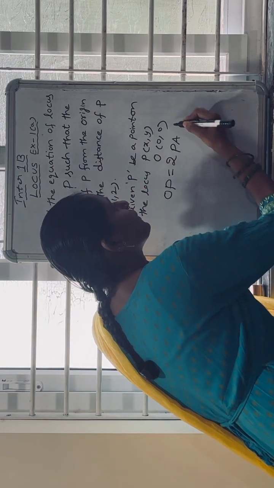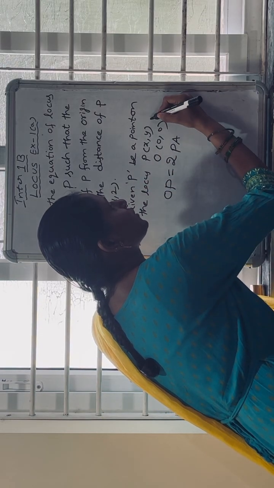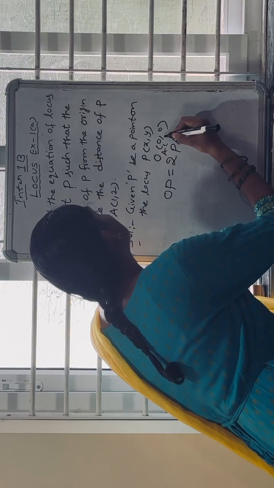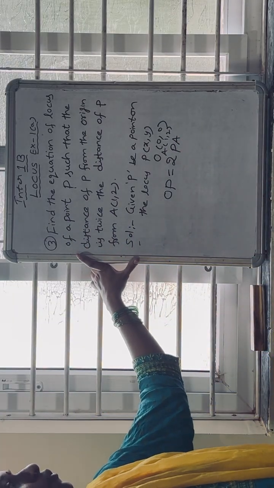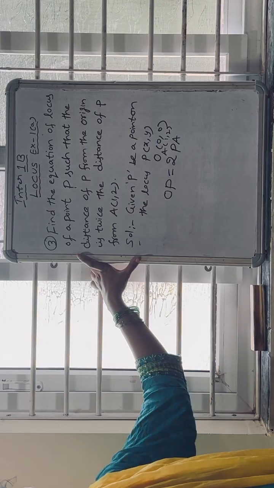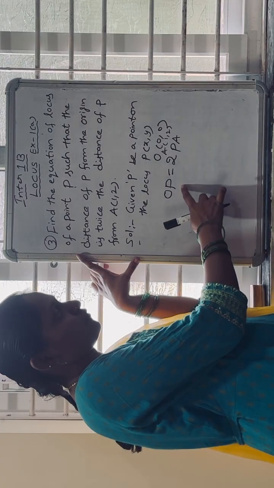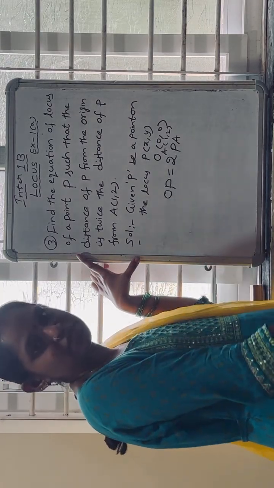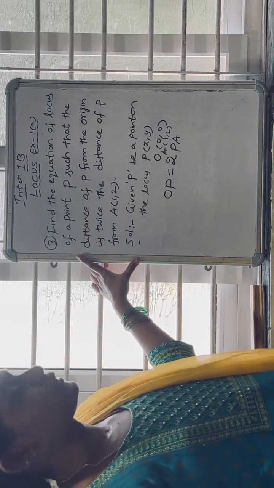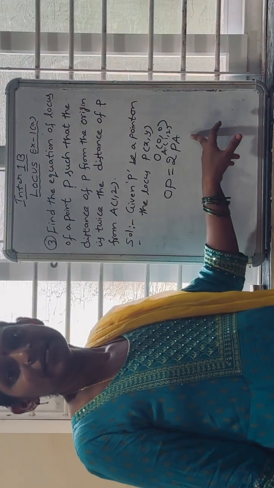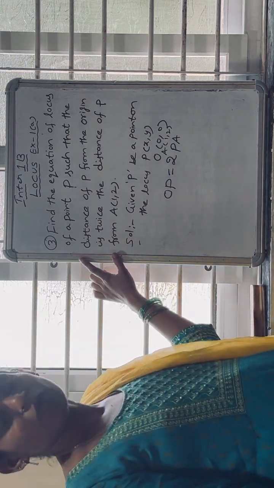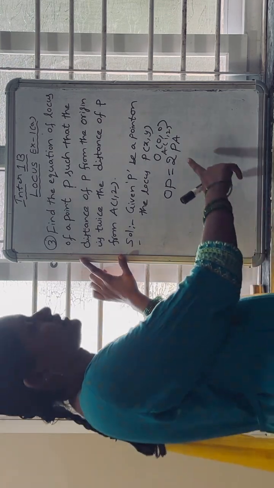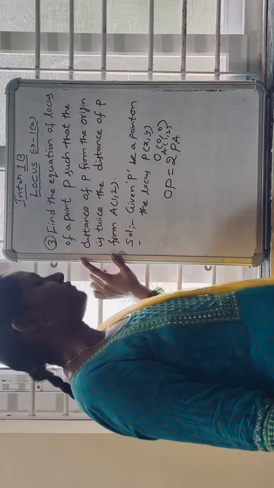What is given here? The A point is also given. What is the A point here? 1, comma 2. P is the locus point, O is the origin, A is the given point. So the distance of P from the origin is equal to 2 times the distance of P from point A. Now OP means the distance between O and P, and PA means the distance between P and A.